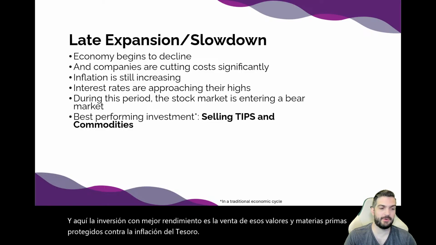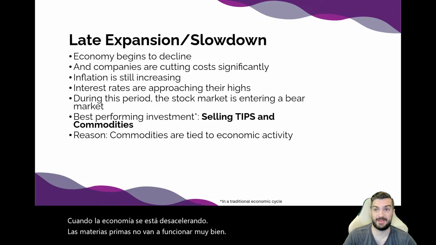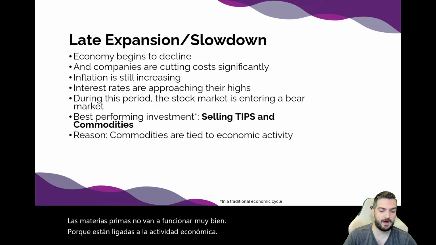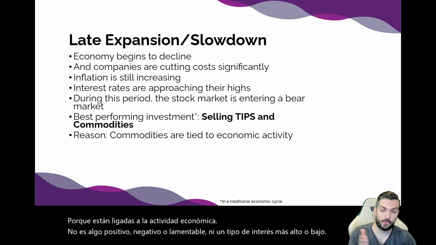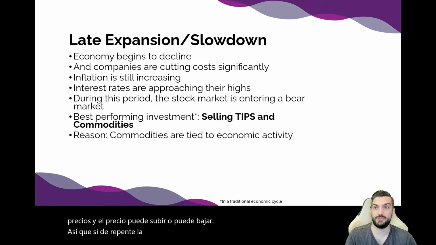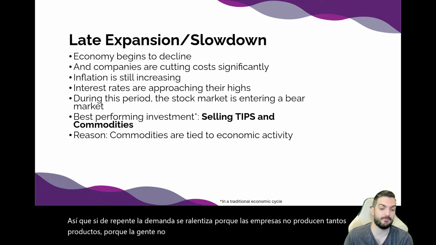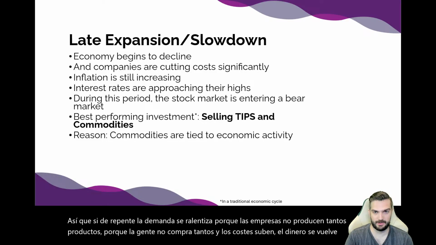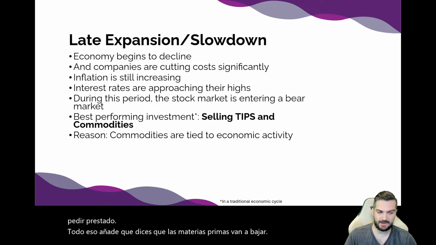When the economy is slowing down, commodities aren't going to do very well because they're tied to economic activity. It's not this positive or negative, it's not this higher or lower interest rate. These are prices, and the price can go up or the price can go down. So if all of a sudden demand slows because companies aren't producing as much stuff, because people aren't buying as much stuff, and costs are rising, money's more expensive to borrow, all of that throws in to say commodities are going to be going down, and we'd want to sell out of them.